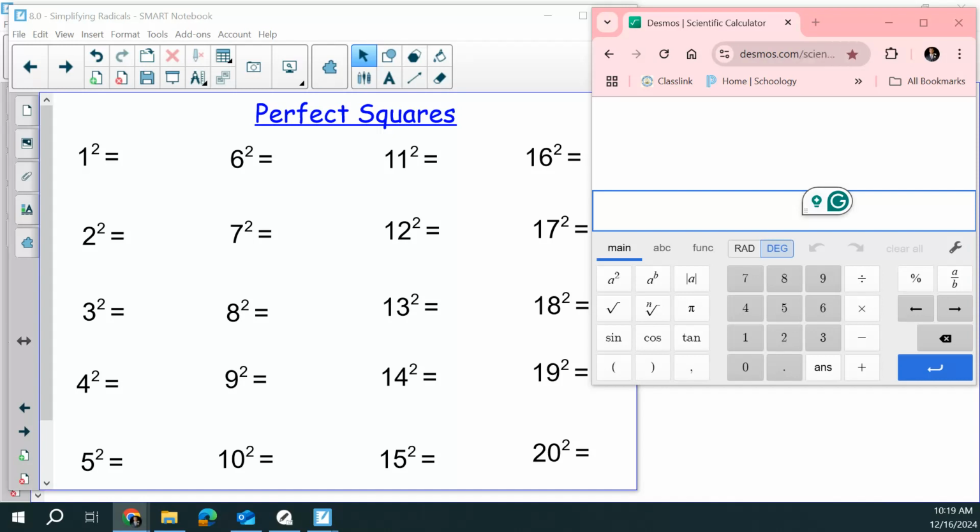This is Mr. Wright. Today we're going to go over how to simplify radicals. In order to simplify radicals, you first have to know what your perfect squares are. You determine your perfect squares by squaring numbers.